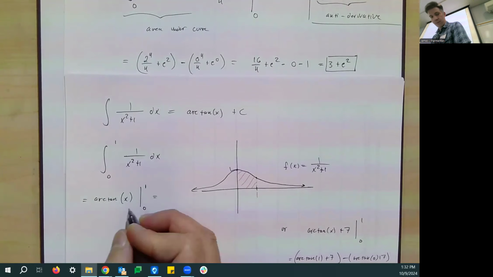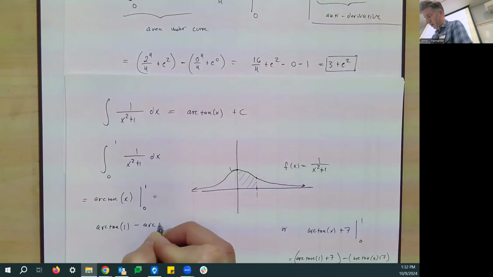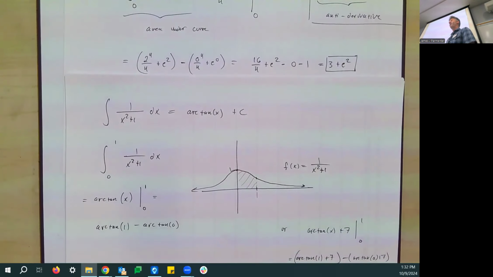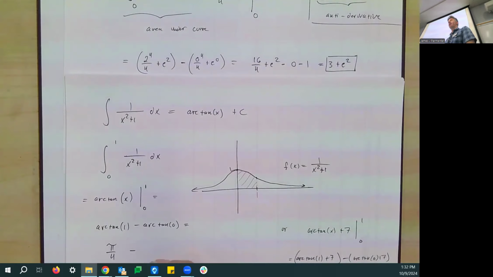So here we would get the arctangent of 1 minus the arctangent of 0. And then we are expected to be able to simplify this. We're supposed to know that the angle whose tangent is equal to 1 is pi over 4. Always radians, never degrees. And the angle whose tangent is equal to 0 is 0 radians, also 0 degrees. So we get pi over 4 units of area. Kind of neat.